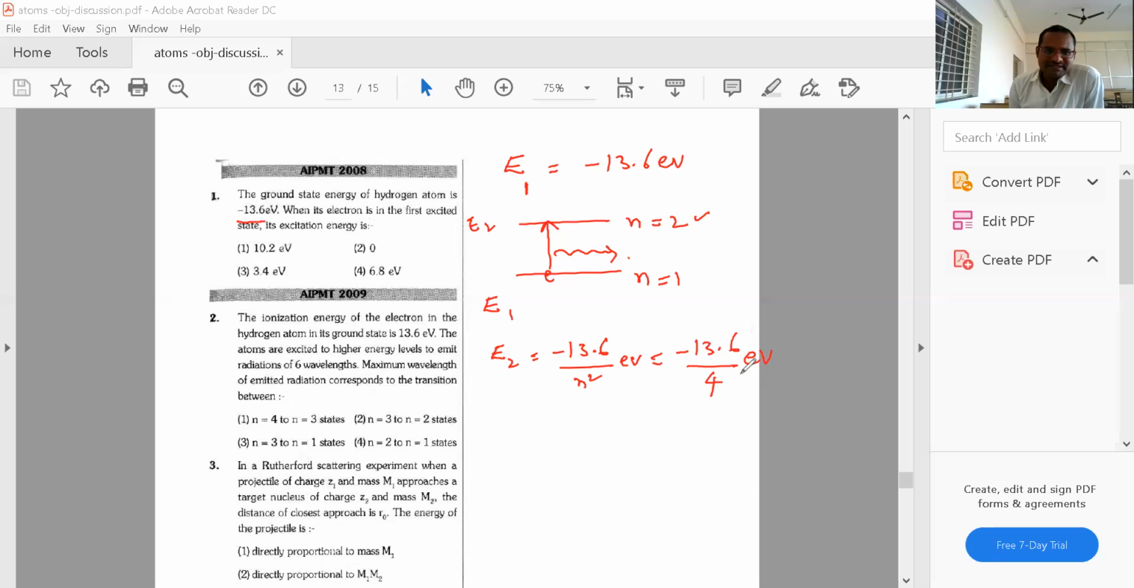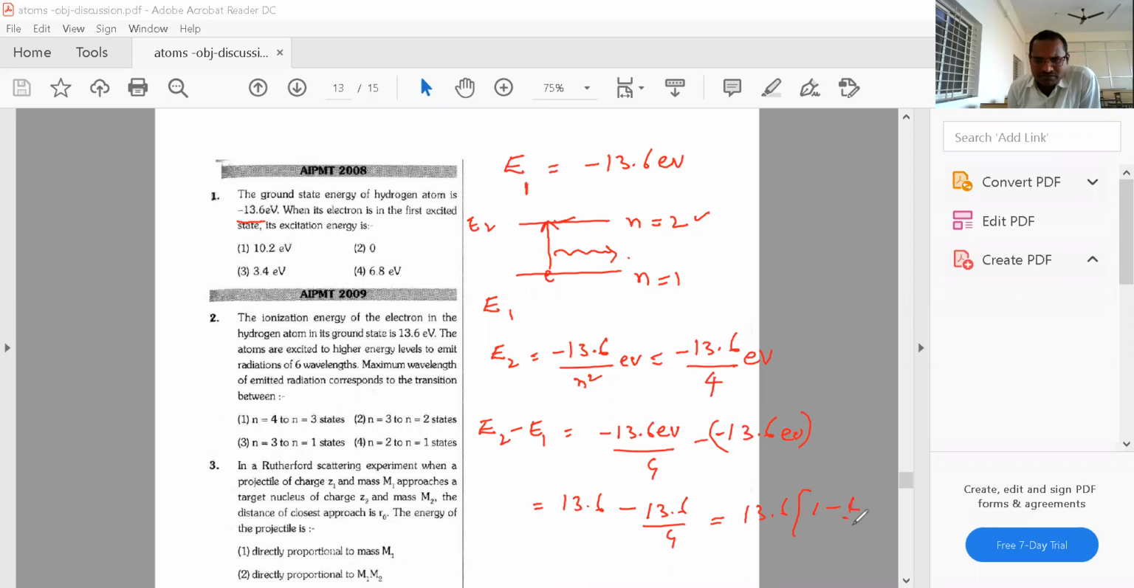Clear? Then the energy released here is E2 minus E1. So E2 value is minus 13.6 electron volt by 4, minus E1, which is minus 13.6 electron volt with a negative sign. Minus of minus becomes plus. So plus 13.6 minus 13.6 by 4, all in electron volt. Take 13.6 common, and you will get 1 minus 1 by 4, which is nothing but 3 by 4. So 13.6 into 3 by 4 you will get.